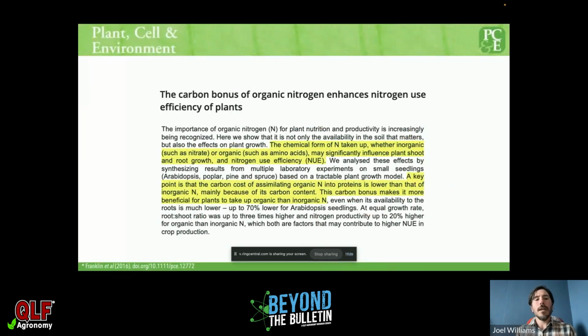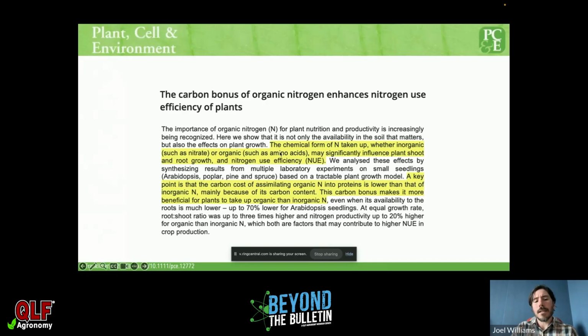Here we have a great paper talking about the carbon bonus of organic nitrogen forms, which can enhance the nitrogen use efficiency. So I'll just read you this quickly. The chemical form of nitrogen that is taken up, whether inorganic, such as nitrates, or organic, such as amino acids, may significantly influence plant shoot and root growth and nitrogen use efficiency.